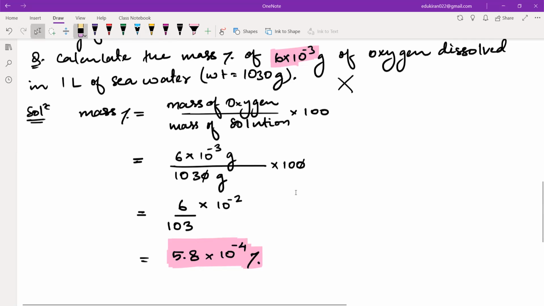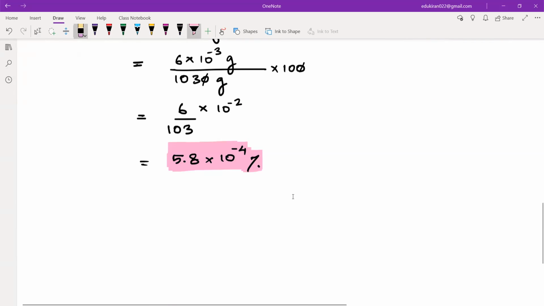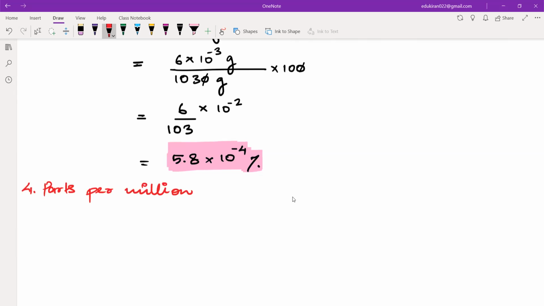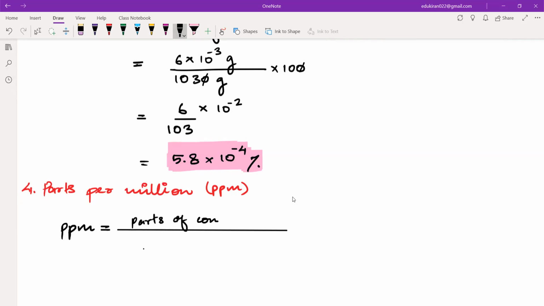That is why another term was invented, which is parts per million. So this was per cent, that means per 100, how much is present. Now, since it is a very small amount, we are talking about parts per million, ppm. If you want to calculate the ppm of any component, it is parts of that component divided by total parts of solution.